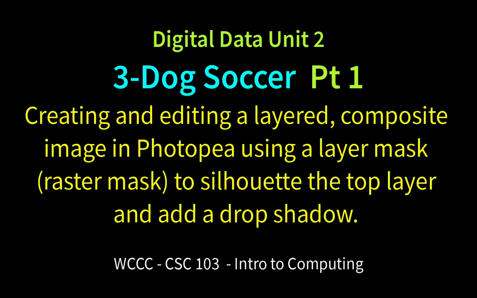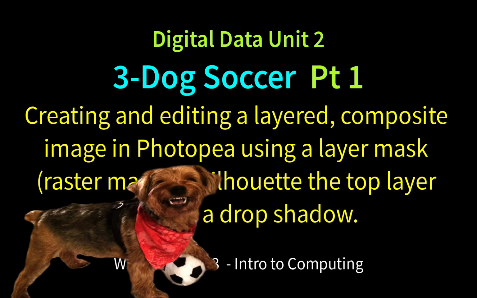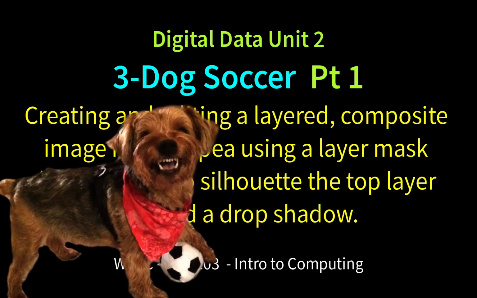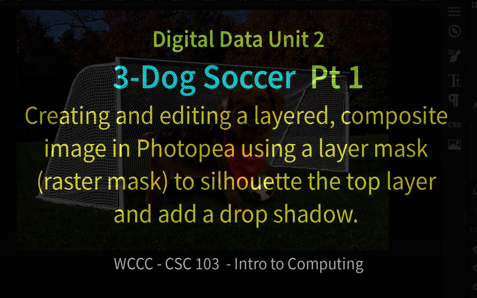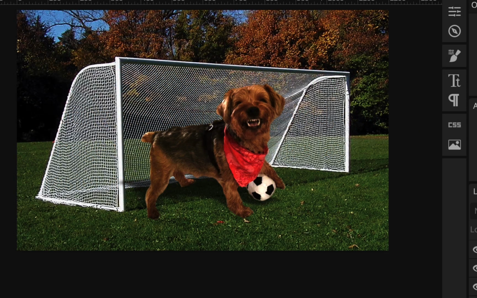Welcome CSC103 to exercise 3, dog soccer, where you're actually going to use Photopea, do some image editing, and composite a dog on top of a soccer goal and remove the background or silhouette the dog. And I'll show you how to do that with a raster mask, and we're going to do that in Photopea.